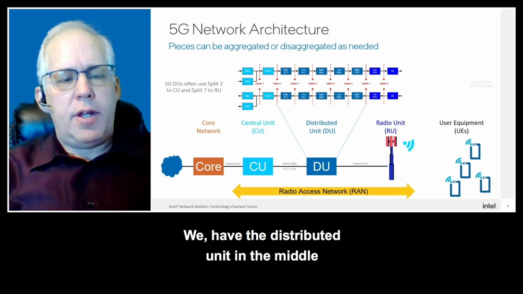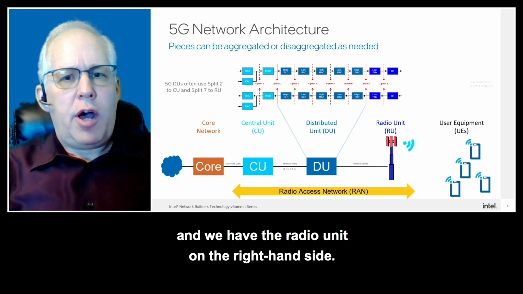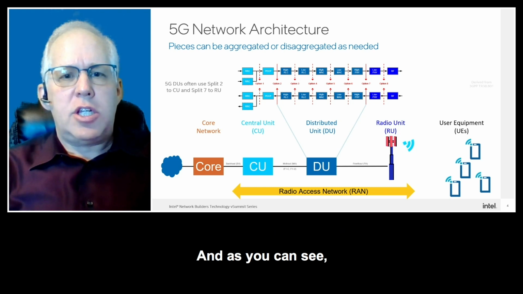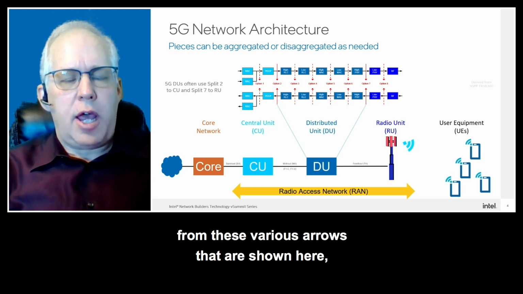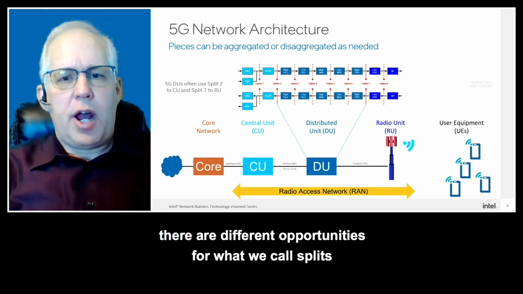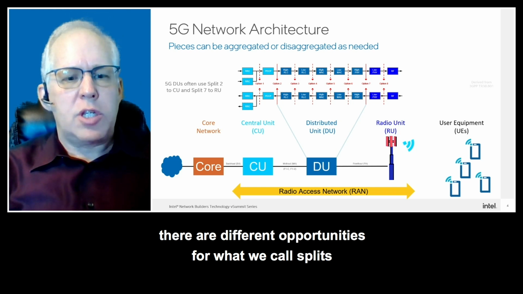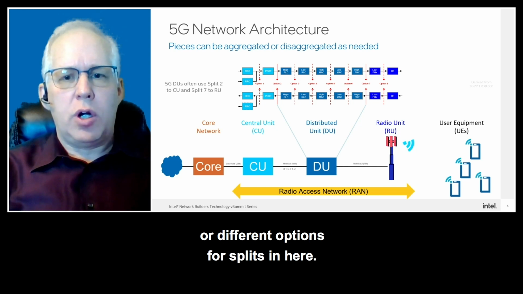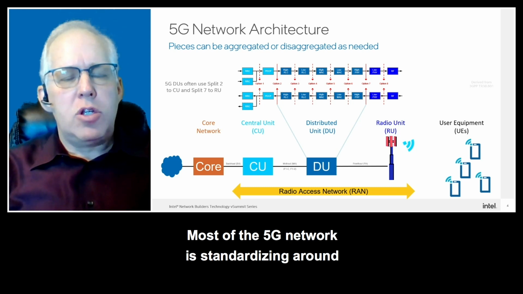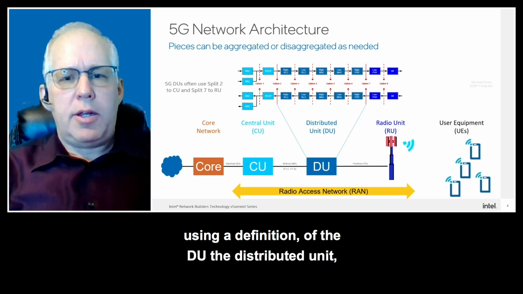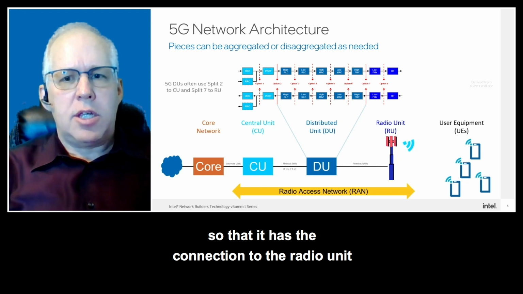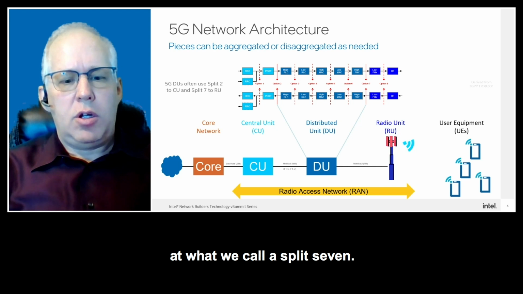We have the distributed unit in the middle, and we have the radio unit on the right-hand side. And as you can see from these various arrows that are shown here, there are different opportunities for what we call splits, or different options for splits in here. Most of the 5G network is standardizing around using a definition of the DU, the distributed unit, so that it has the connection to the radio unit at what we call split 7.